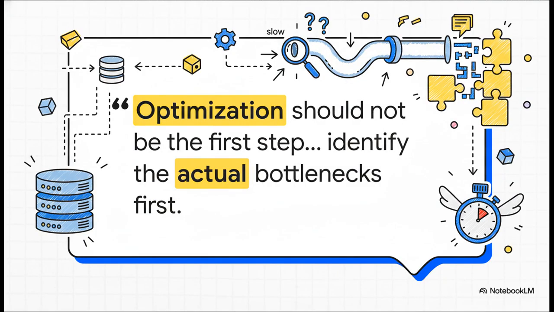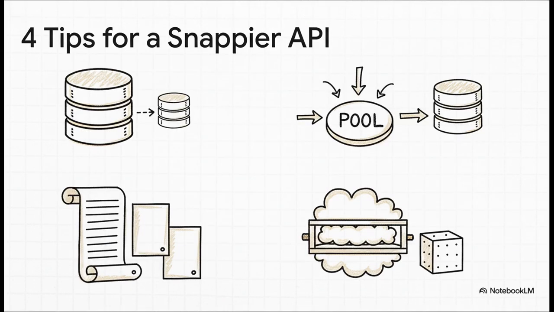But hold on. Before we start tweaking things, here's a really critical piece of advice from ByteByteGo. See, optimization can add a lot of complexity, so you shouldn't just start changing things randomly. The first and most important step is to test your system and find the actual bottlenecks. Don't guess where the slowdown is, you gotta prove it. Okay, with that in mind, here are 4 pro tips for speeding things up.